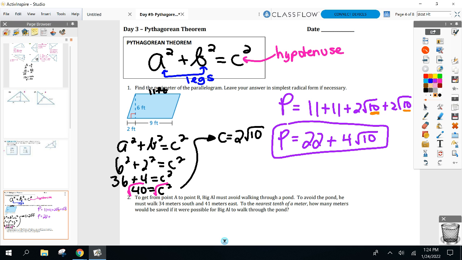Questions from you guys? Comments? All good on the perimeter? When I can add radicals and when I cannot.